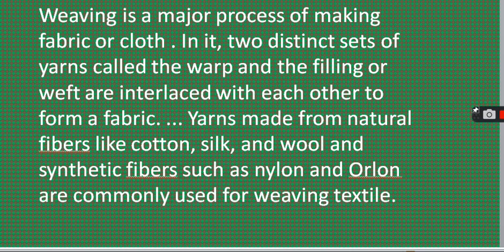In it, two distinct sets of yarns, called the warp and the filling or weft, are interlaced with each other to form a fabric. Yarns made from natural fibers like cotton, silk and wool, and synthetic fibers such as nylon and orlon, are commonly used for weaving textiles. This whole process is used in the cotton industry, where weaving, dyeing and printing prepare the fabric or cloth.